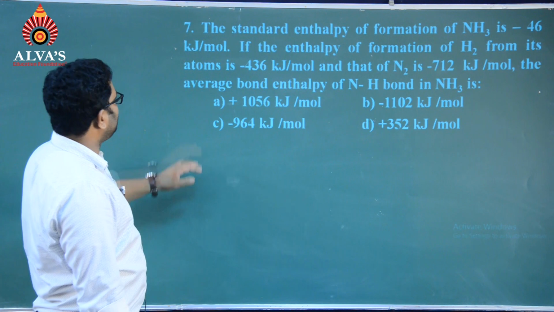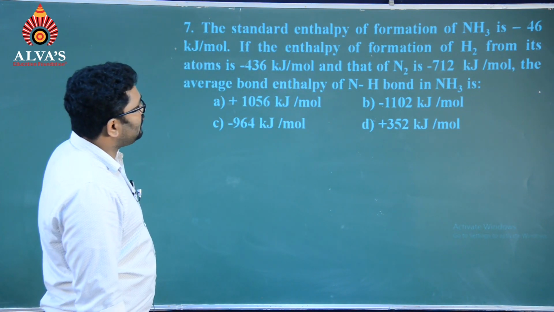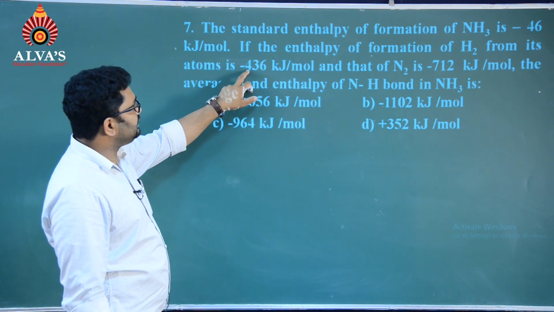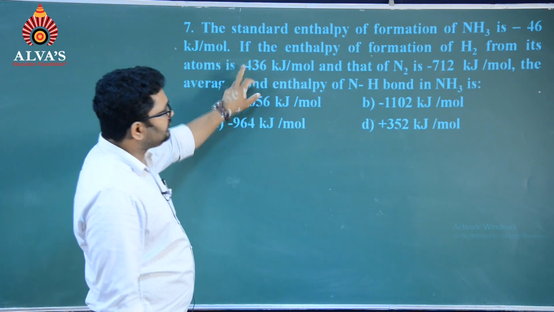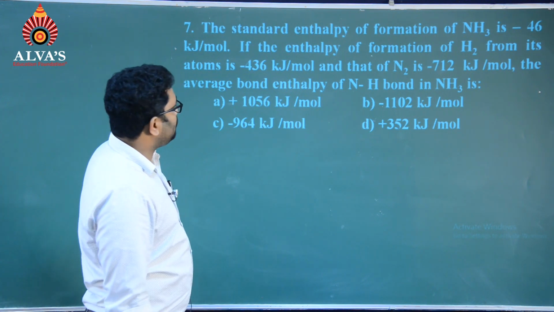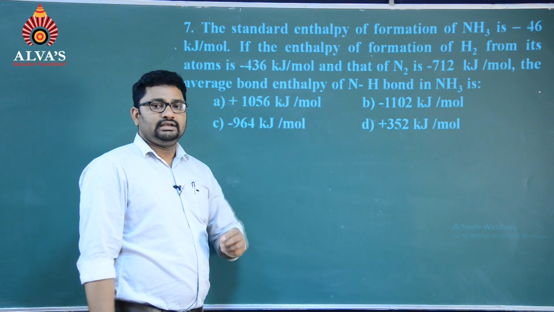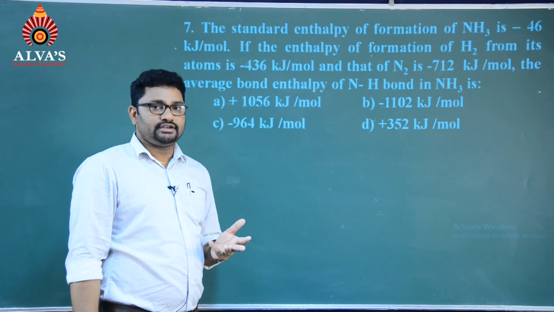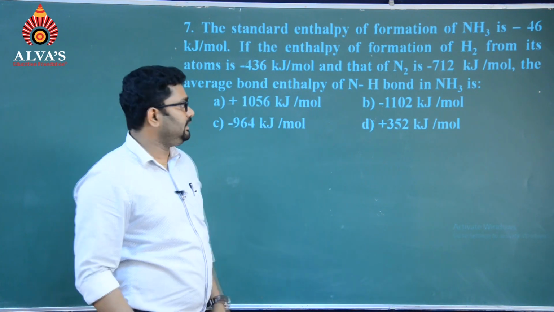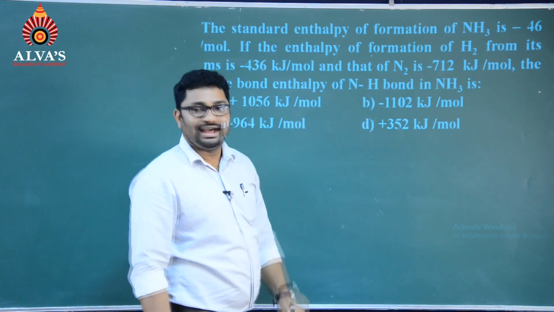is minus 46 kilojoule per mole. It is an exothermic reaction. If the enthalpy of formation of hydrogen from its atoms is minus 436 kilojoule per mole and that of nitrogen is minus 712 kilojoule per mole, find the average bond enthalpy of the NH bond in ammonia. Ammonia has 3 NH bonds. That is why we are not going to take simply bond enthalpy, it is average bond enthalpy. Now the question is, what is the average bond enthalpy for the NH bond in ammonia?